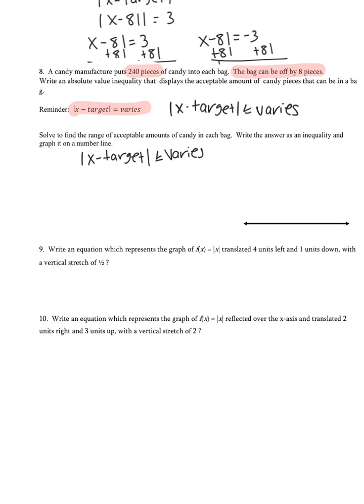if you're wondering about the inequality symbol that's there, it's always going to go in that direction. That inequality symbol is never going to face the other direction. It's always going to be going that way. So my target is the 240, and then my varies is 8. So I'm going to set up two separate inequalities.